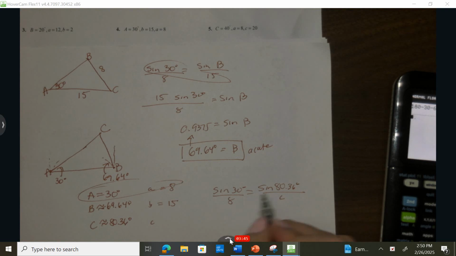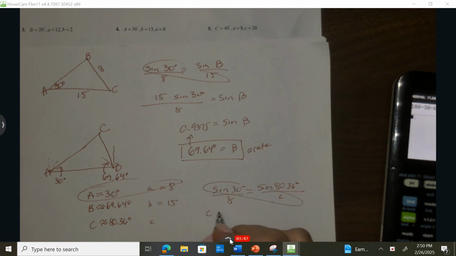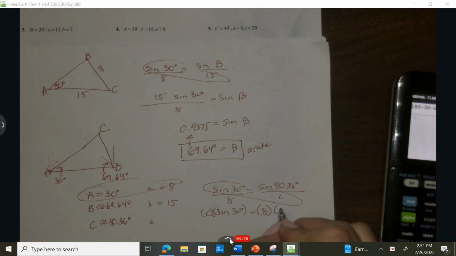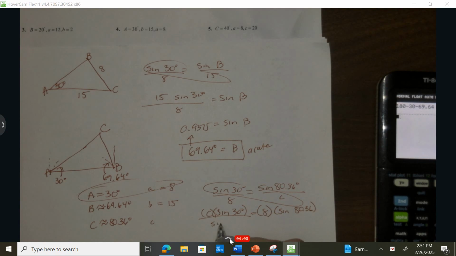And I'm going to cross multiply here. So I have C times the sine of 30 degrees equals 8 times the sine of 80.36. Let's divide by the sine of 30.